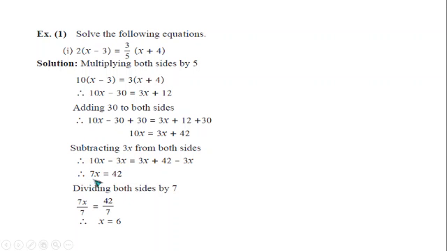Once again, dividing both the sides by 7, I have 7x upon 7 equal to 42 upon 7. Therefore, x is equal to 6.